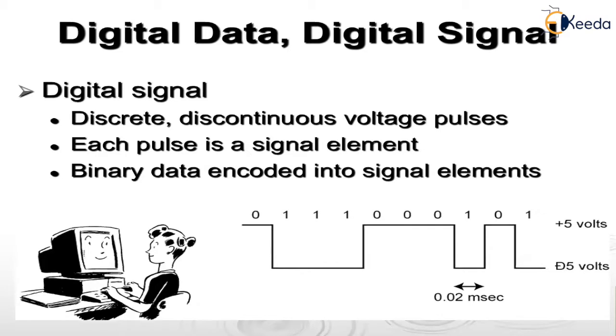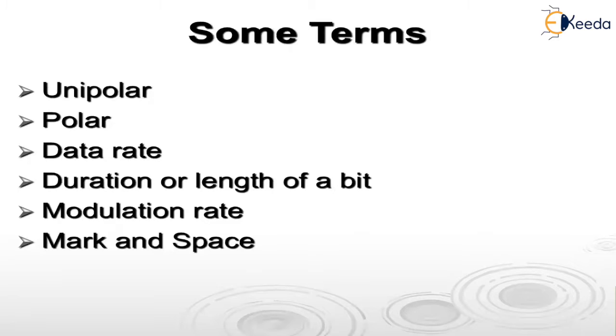In general, the equipment for encoding digital data into a digital signal is less complex and less expensive than digital to analog modulation equipment. Then we'll see the meaning of some terms, or we'll define some terms. For example, unipolar is defined as all signal elements having the same sign. Then polar: one logical state is represented by a positive voltage and the other by a negative voltage.